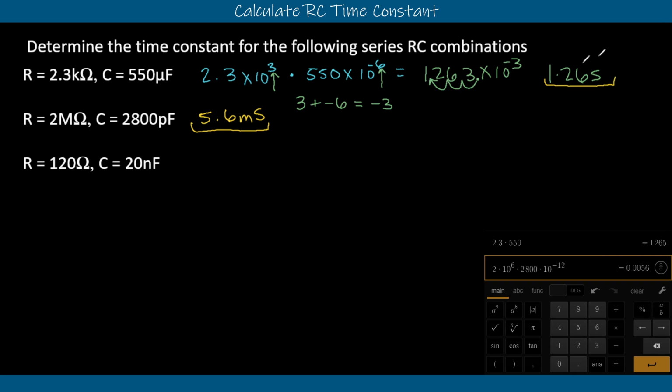All right, we'll do our last one here. This last one takes 120 ohms and compares it to a 20 nanofarad capacitor. And so we'll say that we have 120 multiplied by 20 times 10 to the negative 9. And that gives us microseconds. So we'll leave it just like that. We'll say that we have 2.4 times 10 to the negative 6, which gives us our microseconds.